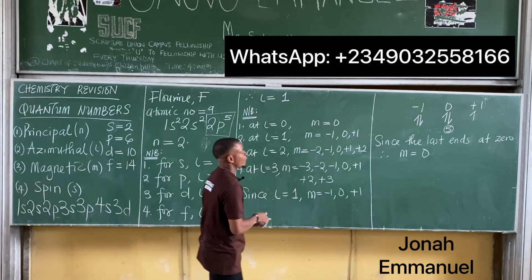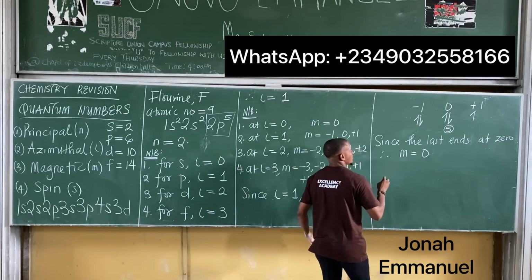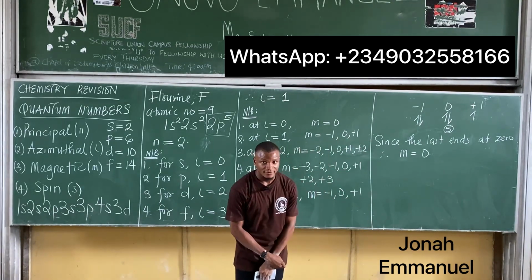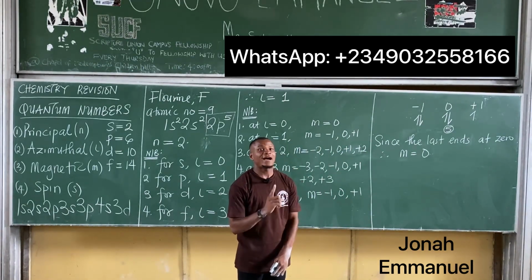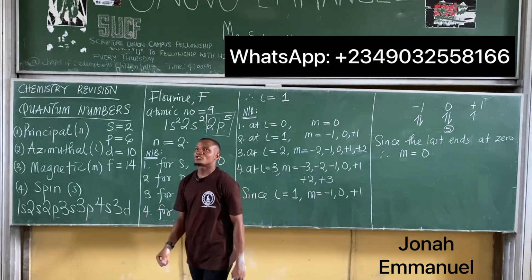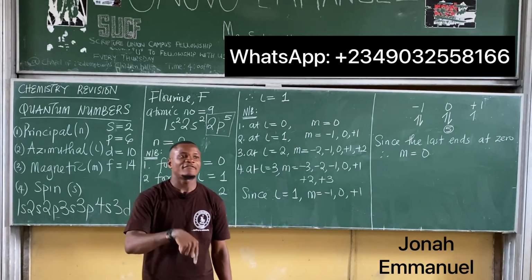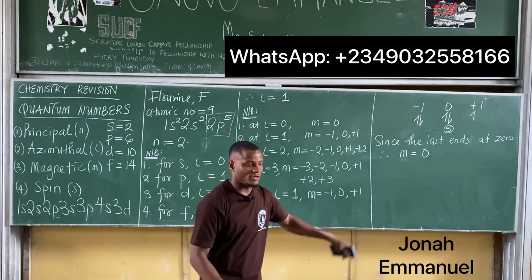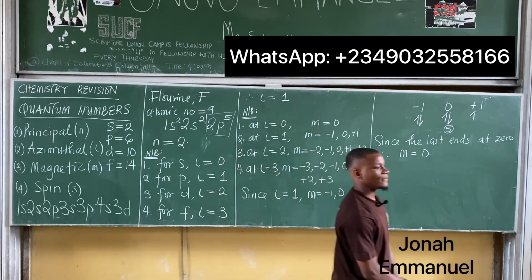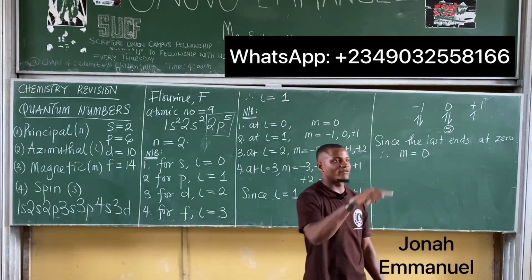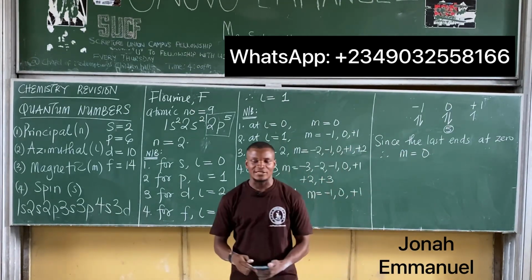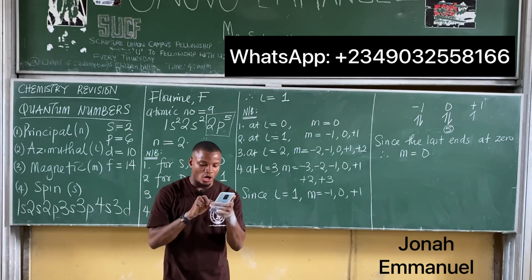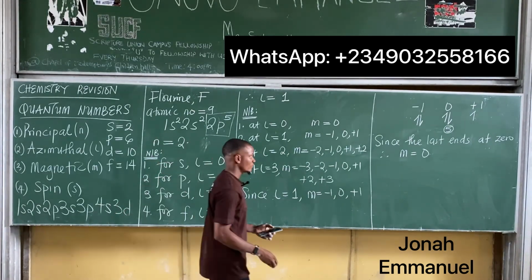Let's get S. For S, what happens? Very simple. If the arrow is pointing downwards, it becomes negative half. Please, spin is either negative half or positive half. That's all. Take down, please. If you're here, take down. Note that the spin quantum number is either minus 1 over 2 or plus 1 over 2.